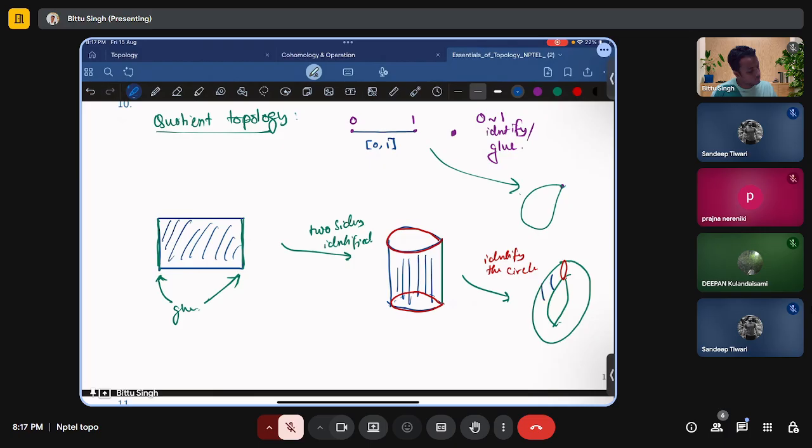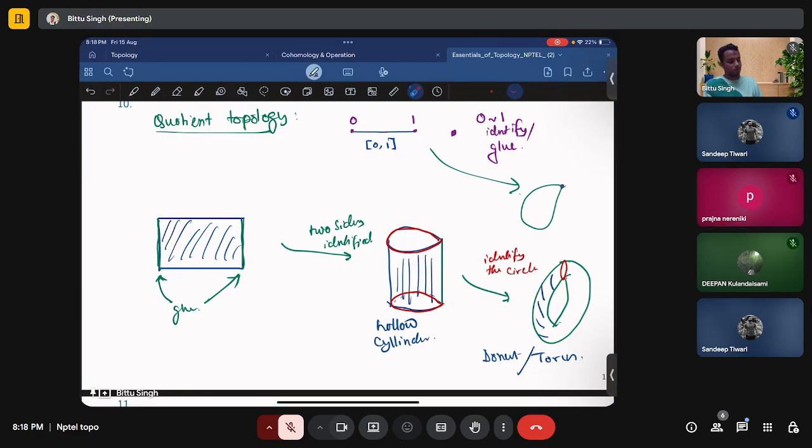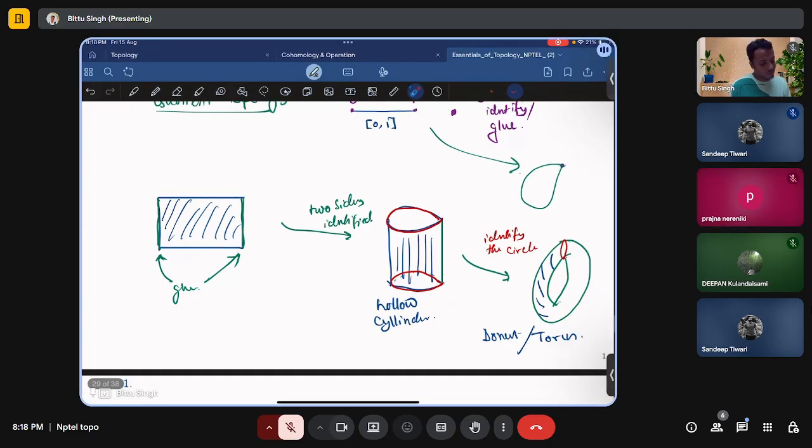Can you see? Those are blue. It becomes a torus or donut shape, whatever you say. This is a hollow cylinder. Is it clear that this shape becomes a torus? Yes, sir. Okay, great.